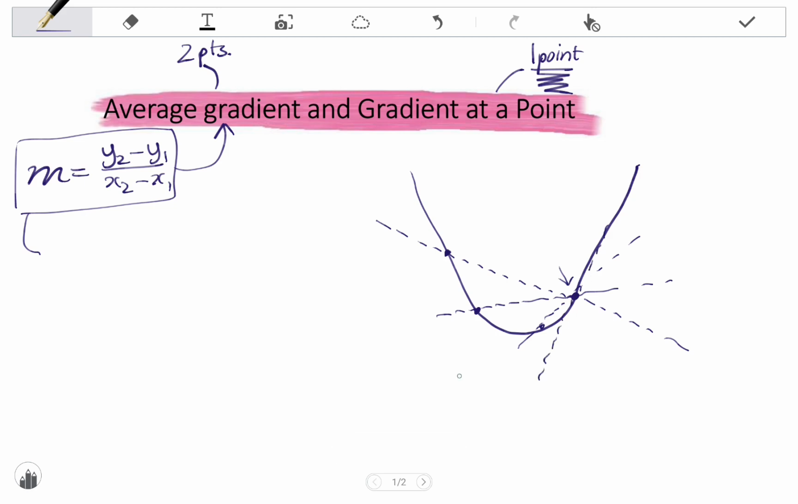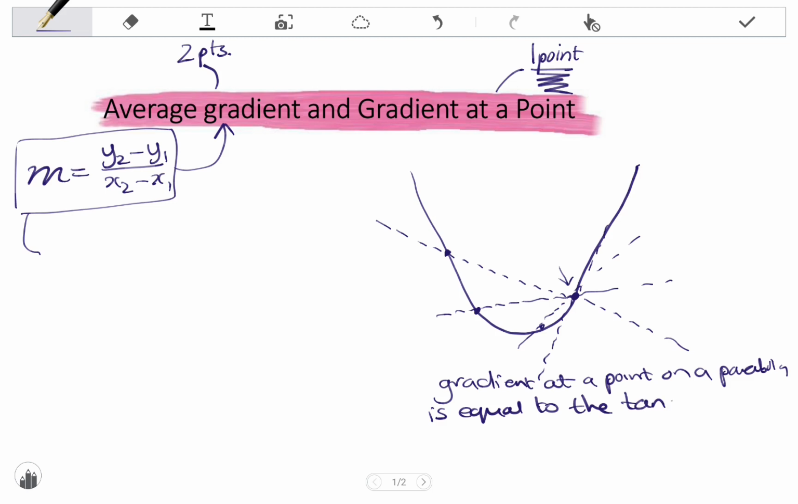So that brings us to a very important concept. The gradient at a point on a parabola is equal to the gradient of the tangent to the parabola at that point. Now, this is a very important concept, and we will be using this concept in calculus next year. So make sure you take note of it and understand it. Okay, now we are going to take that concept and look at an example.